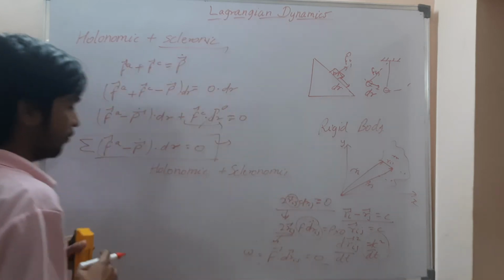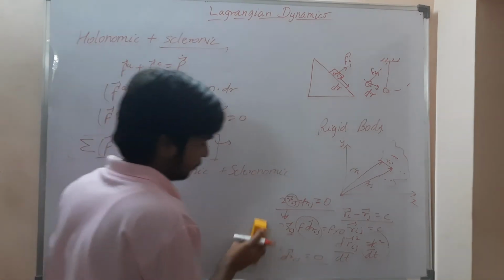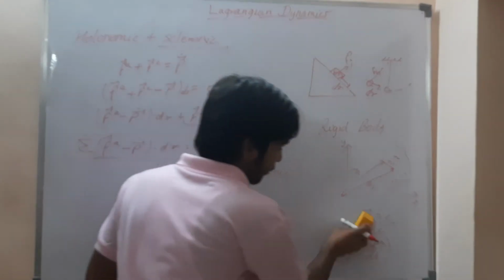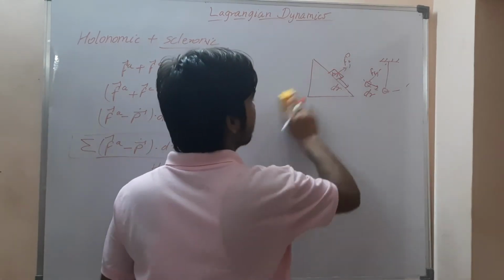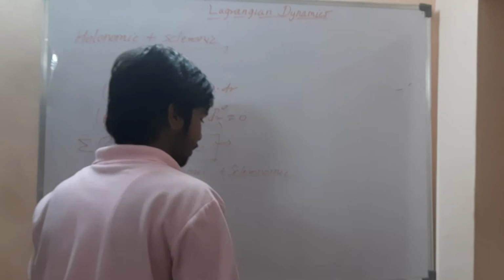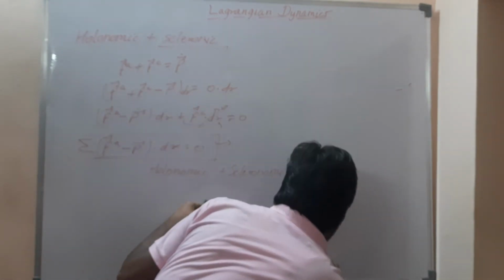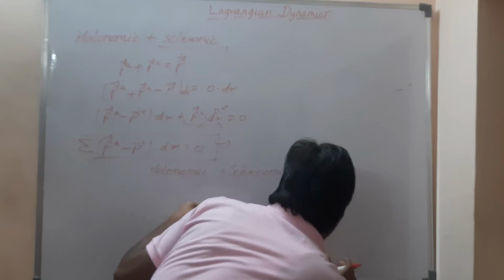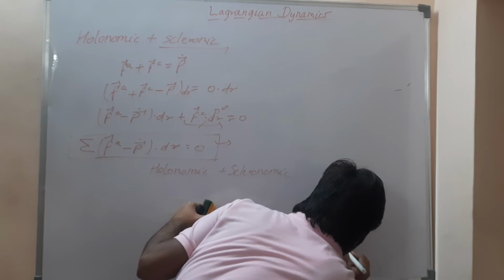But what if I take rheonomic here? Then we will see. That thing we will understand using an example. So let me take an example. This equation I got from this. Let me write it here. I take applied and minus p dot.